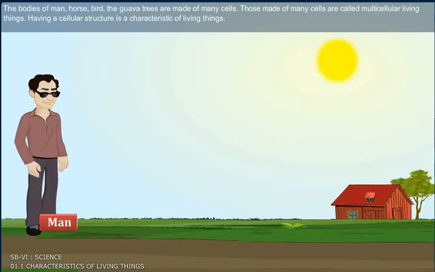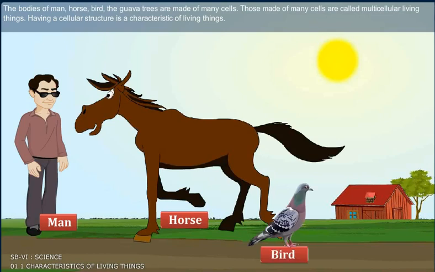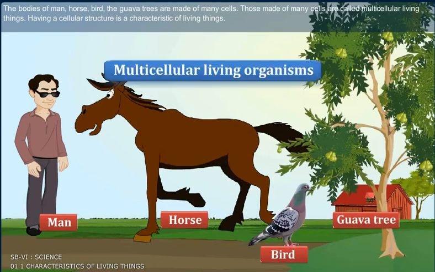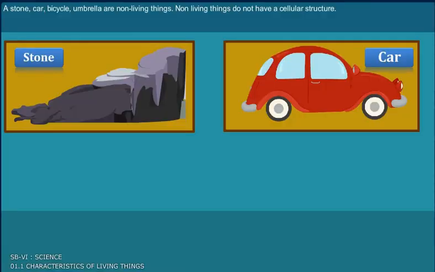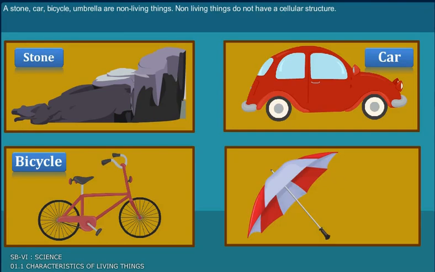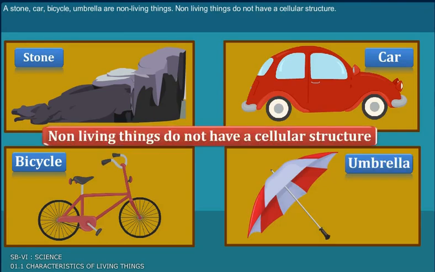The bodies of man, horse, bird, the guava tree are made up of many cells. Those made up of many cells are called multicellular living things. Having a cellular structure is a characteristic of living things. A stone, car, bicycle, umbrella are non-living things. Non-living things do not have a cellular structure.